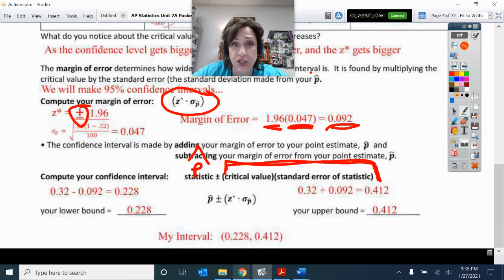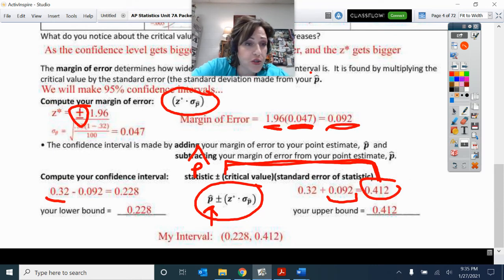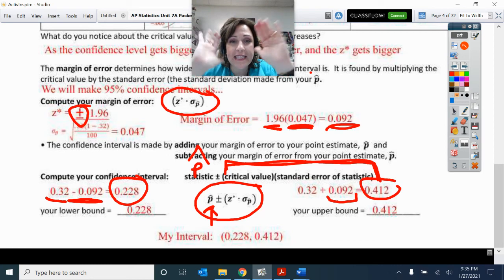So look at what this looks like. Here it is. My p-hat was 0.32, and then I'm going to add my margin of error to get the upper bound, and then my p-hat was 0.32, and I'm going to subtract that margin of error to get the lower bound. That is my interval from 0.228 to 0.412.